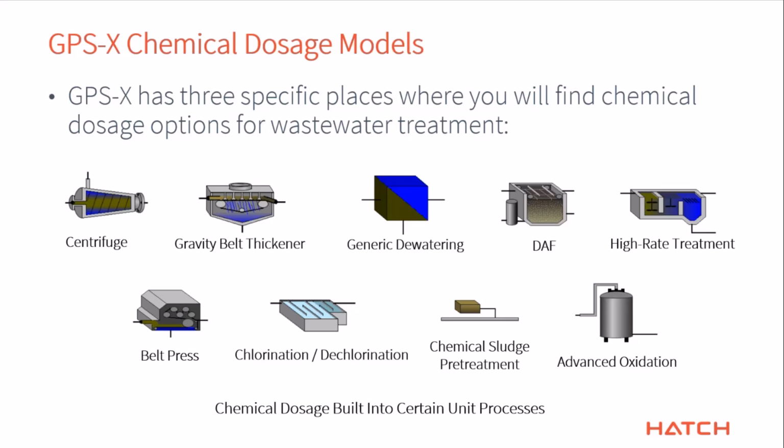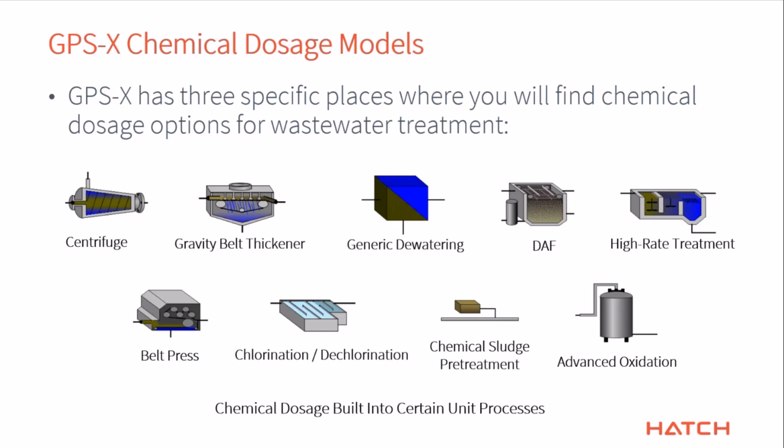All of these objects that I'm showing you on the drawing board right now have a chemical dosage that is actually built into the object itself. So unlike the two that I just showed you, in this case, you won't actually see anything on the drawing board that represents the chemical dosage. It's kind of built into the object itself. So in many cases here, what we're talking about is polymer addition to be able to coagulate and concentrate solids in one way or another.